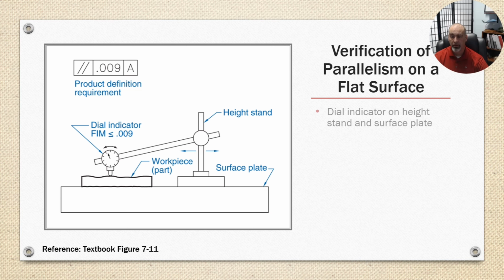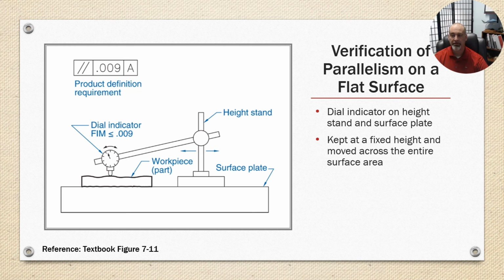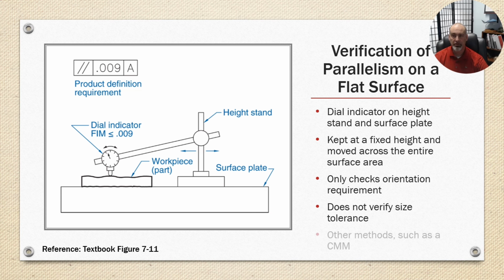And you use a dial indicator on a height gauge stand on a surface plate. And it's kept at a fixed height and moved across the entire surface area. This only checks the orientation requirement and does not vary size tolerance. And there are other methods such as coordinate measurement machines that can be used to check this.